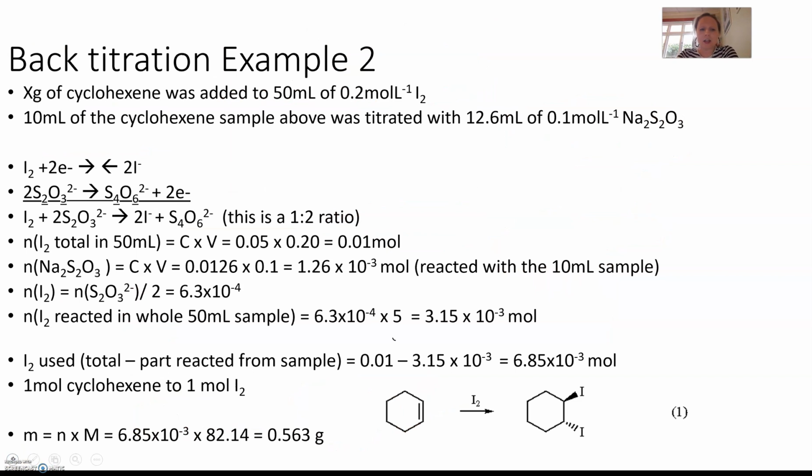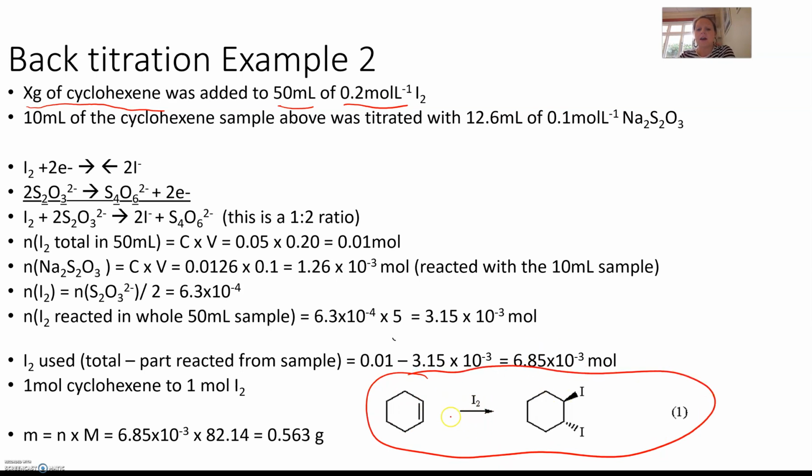Okay, so back titration example 2. This one is saying that X grams of cyclohexene was added to 50 mL of 0.2 M iodine. The first thing to note is that iodine can react with cyclohexene in this reaction here, which goes from unsaturated to saturated.